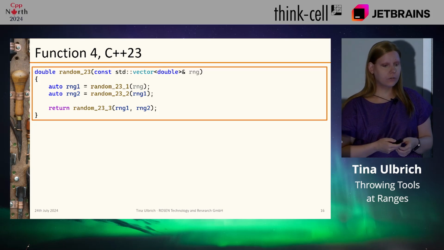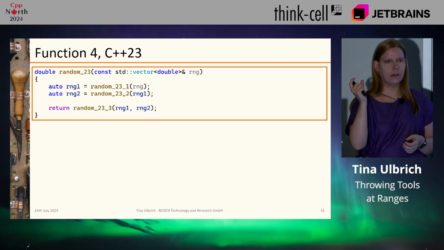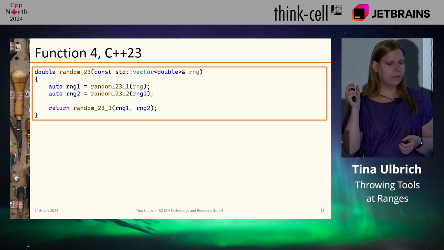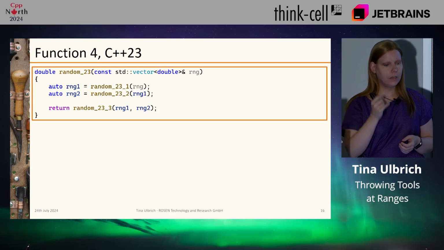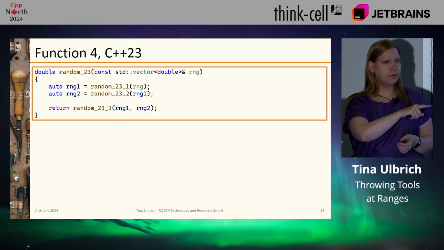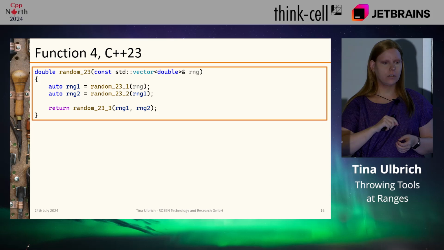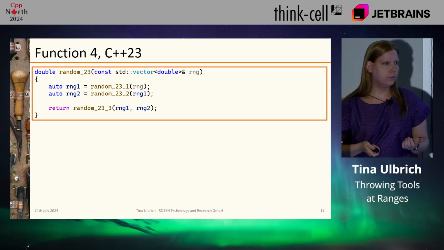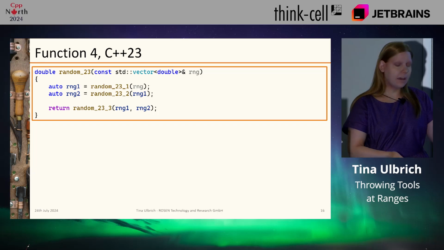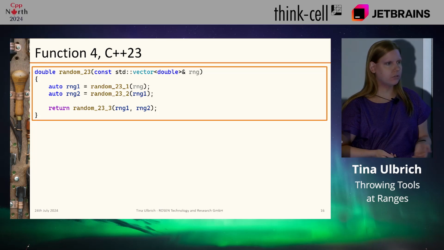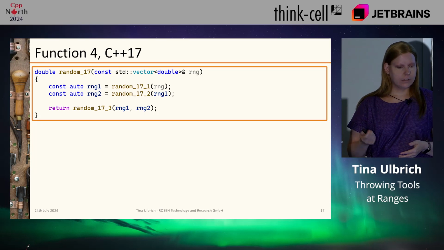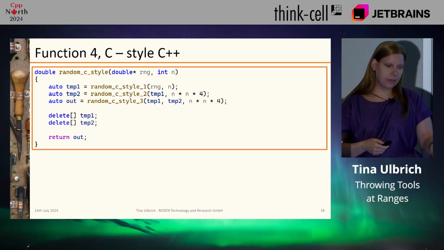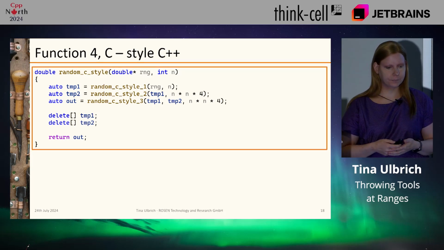And then in the end, I just call the functions. I have one vector as input, and this is the input for the first function. Then the output from the first function is input for the second function, and then those two outputs are the input for the third function. That's just how it is. As I said, it doesn't make any sense. It's just how it is. Same for all the versions, including some deletes.